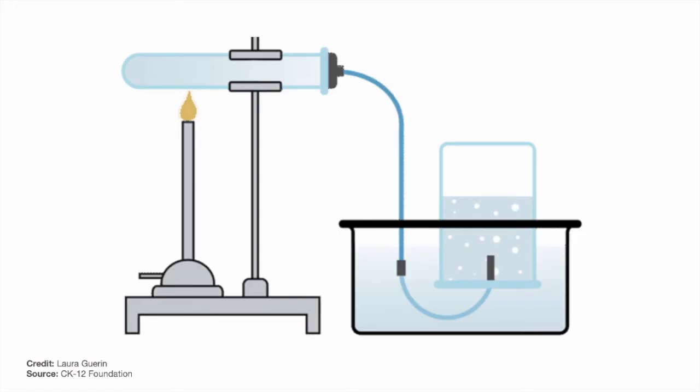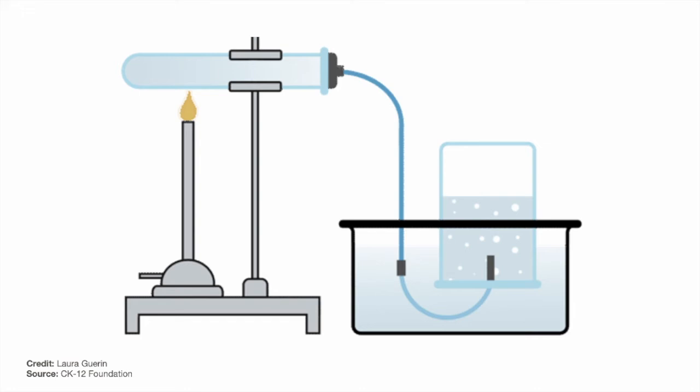Here's how it works. A vessel, such as a test tube or a beaker or a graduated cylinder that has been filled to the brim with water, is inverted. That means turned upside down in a tank of water. The gas from the chemical reaction is bubbled into it, usually through a tube.